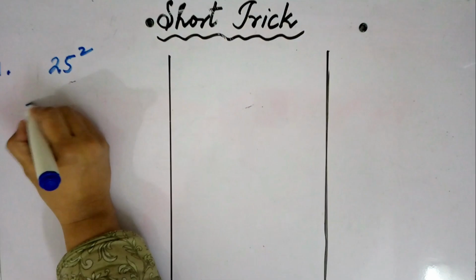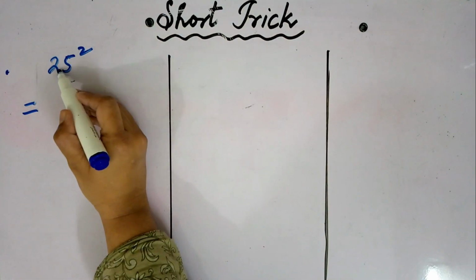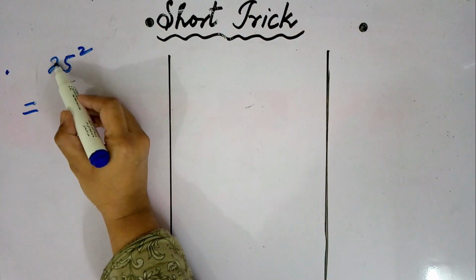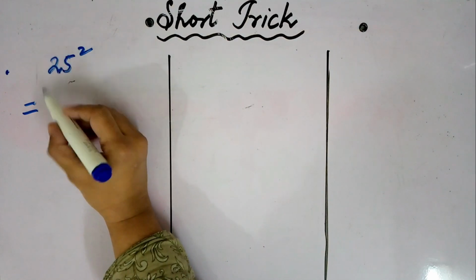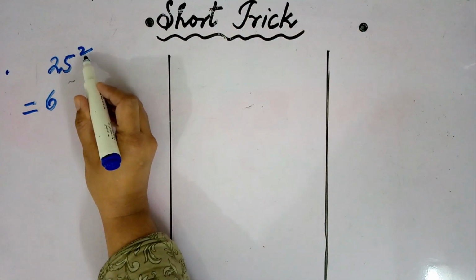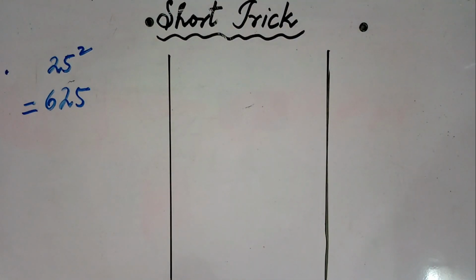What will you do? You just take this 2. The number before 5 is 2, a 1 digit number. What comes after 2? 3 comes after 2. So you will multiply 2 3s are 6 and there would be 5 5s are 25. This is your answer. Without using your calculator, you have taken out your answer.